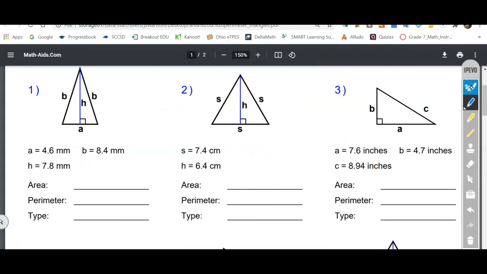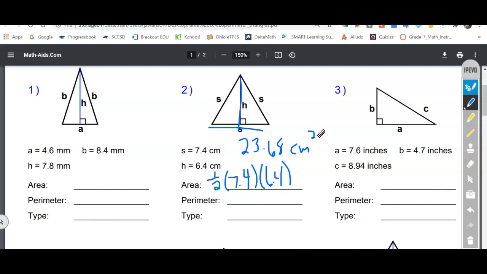All right, what do we do to calculate the area on number 2? Maya? 1/2 times 7.4 times 6.4. Excellent. Because those two are the perpendicular measurements. And what do I get when I multiply those? 23.68 square centimeters. Is that correct, everybody?